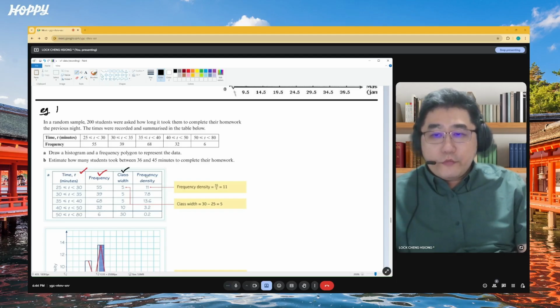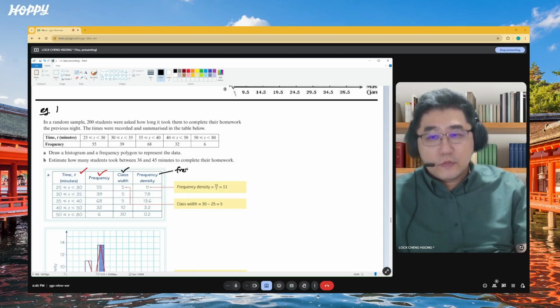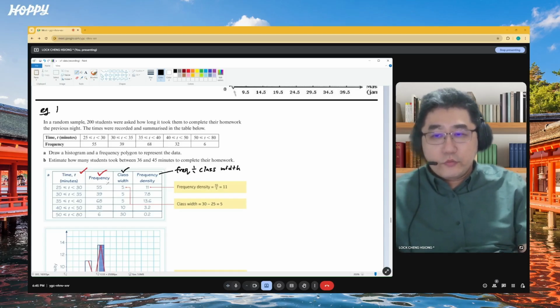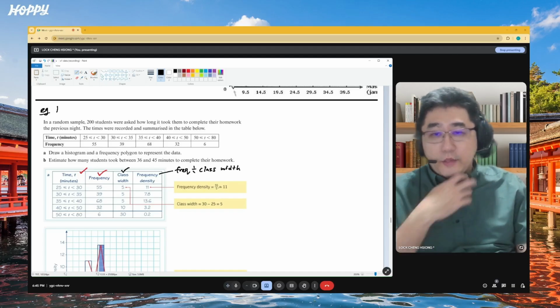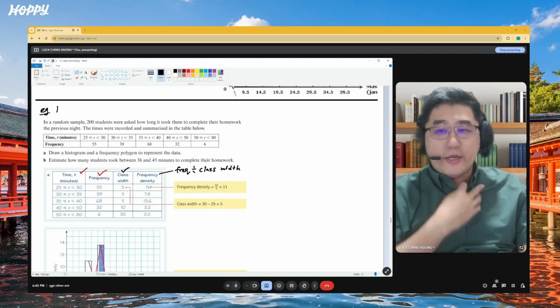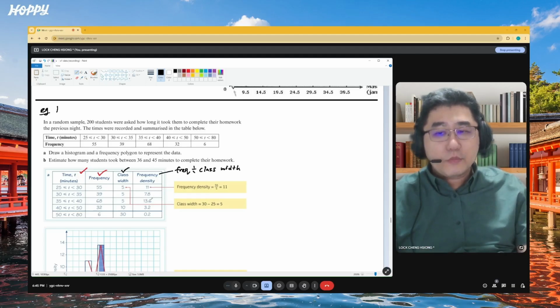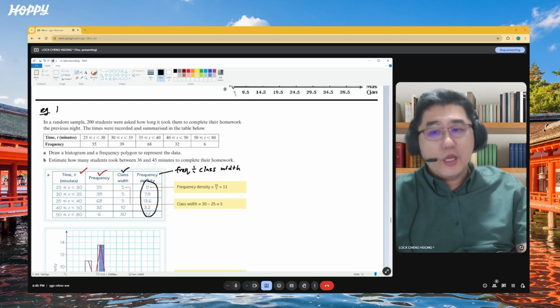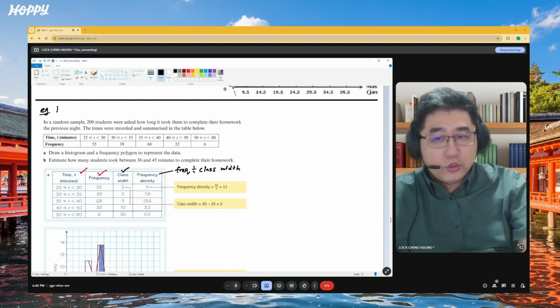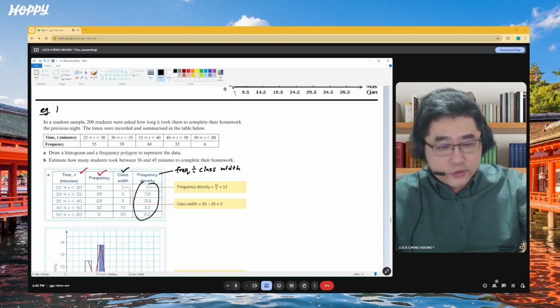After that, I need frequency density. How do we do frequency density? Frequency density is frequency divided by class width. So 55 divided by 5, you have 11. So it has to show you here. In the end, I have 11, 7.8, 13.6, 3.2, and 0.2. You need to use this as your vertical axis.